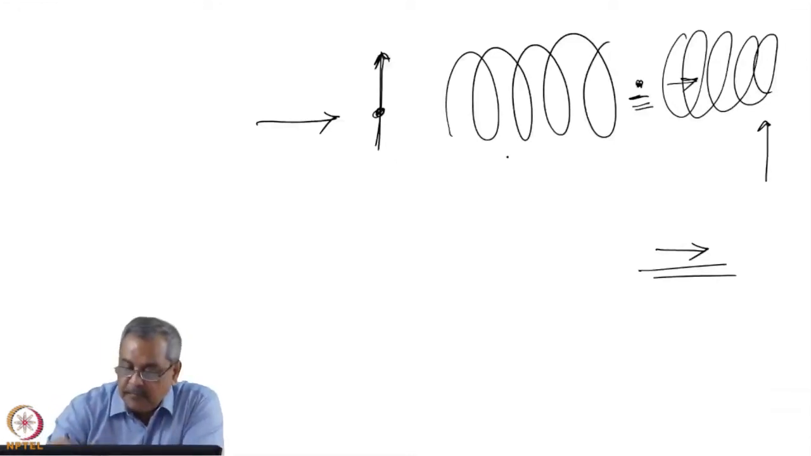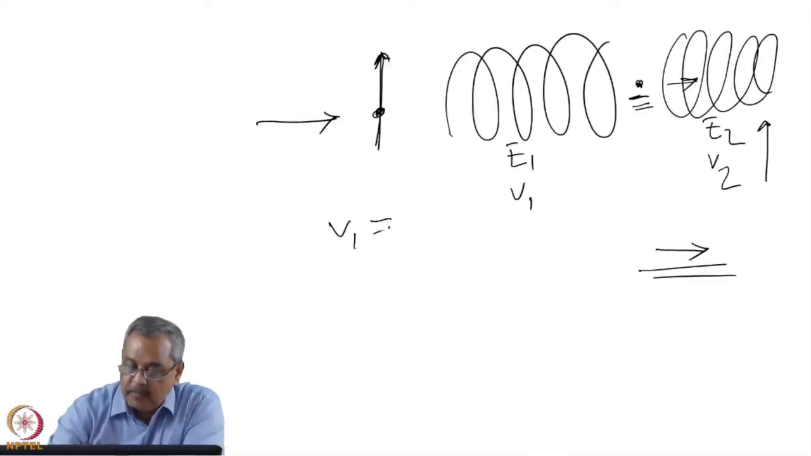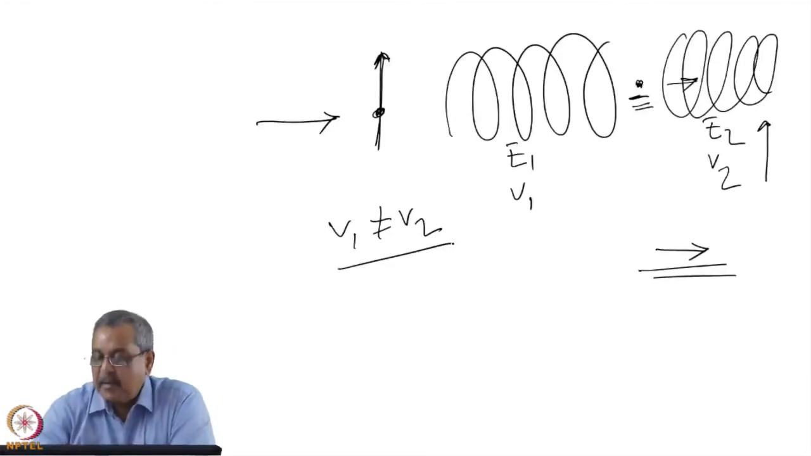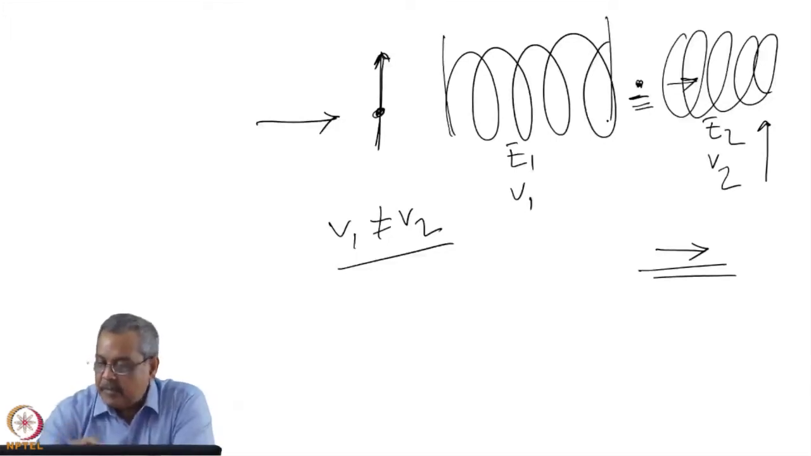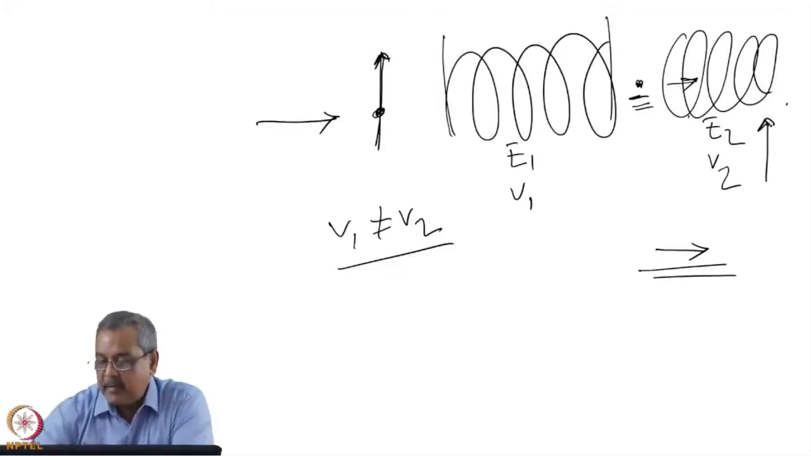Now let us consider the case that there is an energy exchange between this neutron and the sample. So now if this is E1, this is E2, if the velocity is V1 and the velocity is V2, then V1 is not equal to V2 in case of energy exchange. These two parts, the coil before the sample and the coil after the sample, are identical. So in case of no energy exchange, there is an echo condition, it comes back with the same polarization.